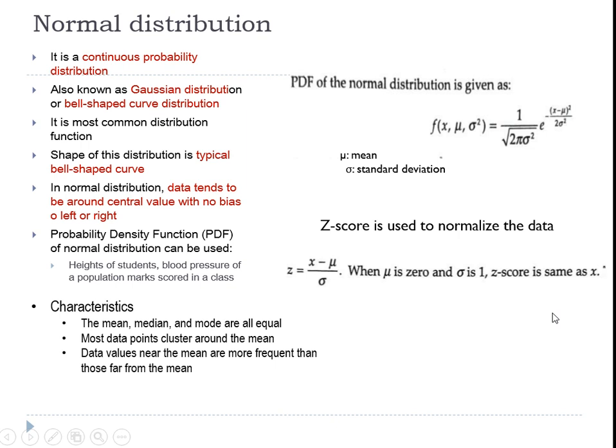And if you want to normalize the data, we have discussed z-score normalization in other sessions. If you want to normalize the data, for every variable you subtract mu and divide by the standard deviation. So you get the z-score for that variable x.